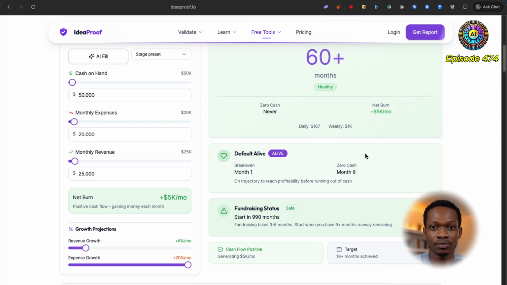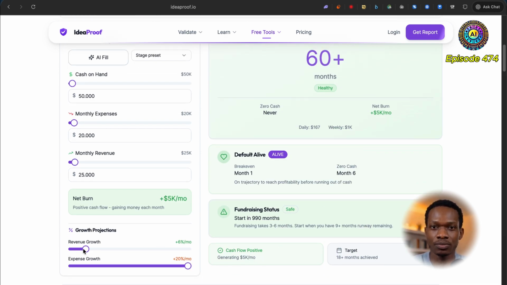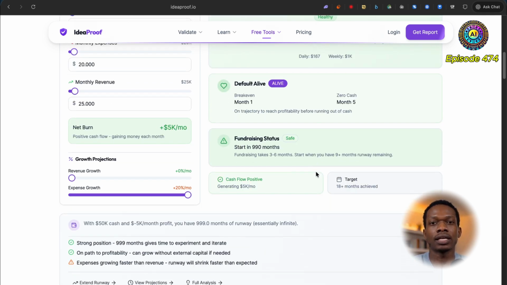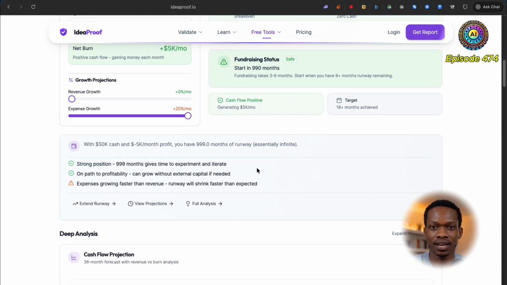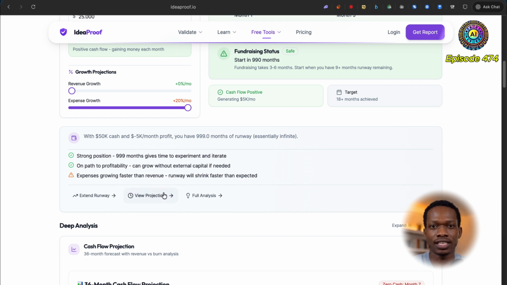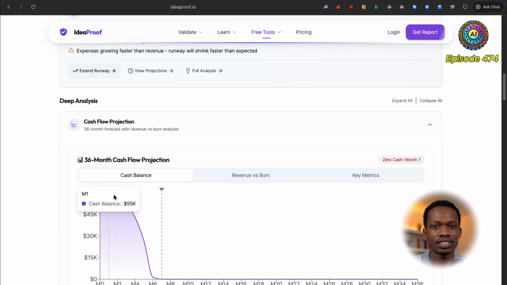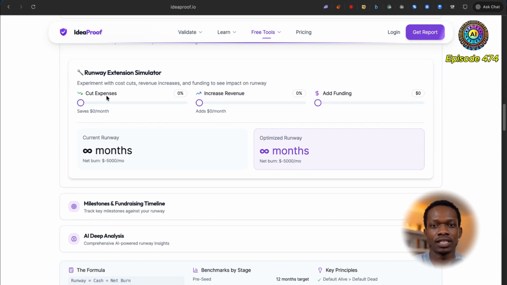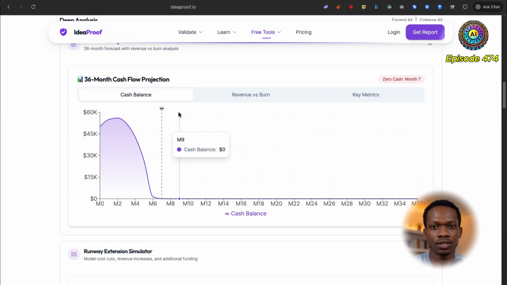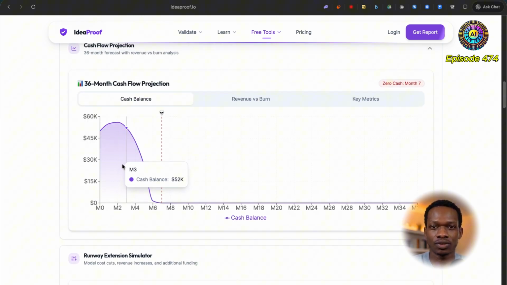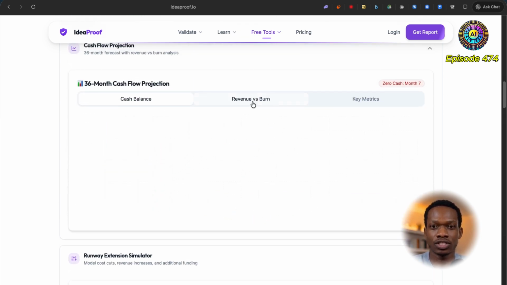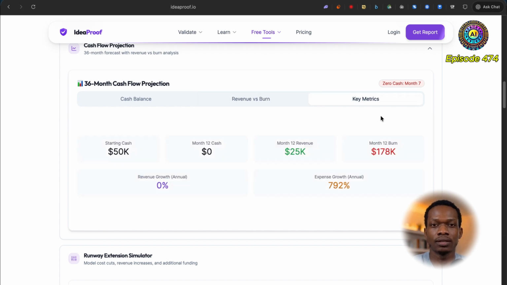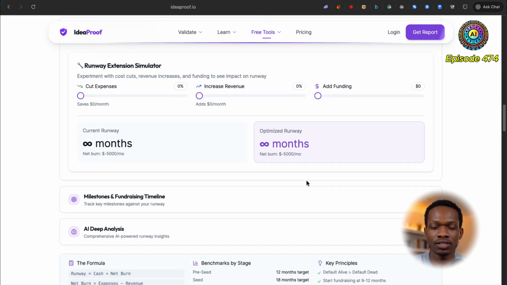If your revenue growth was a bit less, you'd be able to see here that you'd actually have 5 months left until zero cash, and you can actually start tweaking these levels and these parameters to see exactly what you can do. So you can extend runway as well. There's actually a runway extension simulator too. We've got a nice cash balance, sort of 36-month cash flow projection. You can see revenue versus burn, key metrics as well. So there's a whole lot of things you can do here.